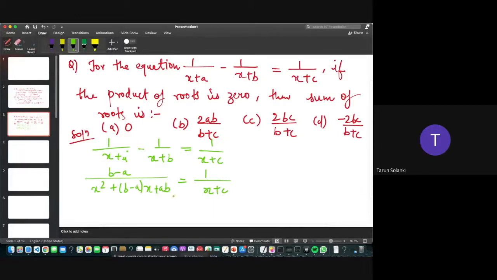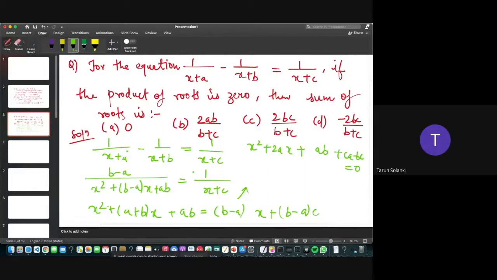Okay, so now we will solve. So it will become x square plus (a plus b) x plus ab is equal to (b minus a) x plus (b minus a) into c. Okay, so let me solve it here. So it will become x square plus 2ax plus ab plus ca minus bc is equal to 0.